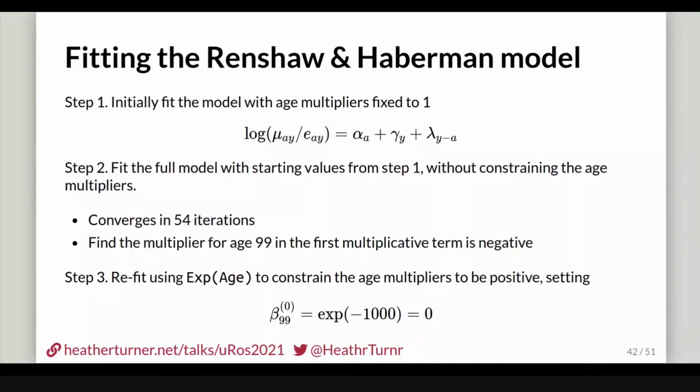What we find is that the multiplier for age 99 is negative when we don't put any constraints. So in other words, it's on the boundary of the parameter space. All the other ones are positive. This one is negative. We want them all to be the same sign. So we refit the model, now constraining the age multipliers to be positive, and fix the parameter for age 99 so that it's effectively 0.